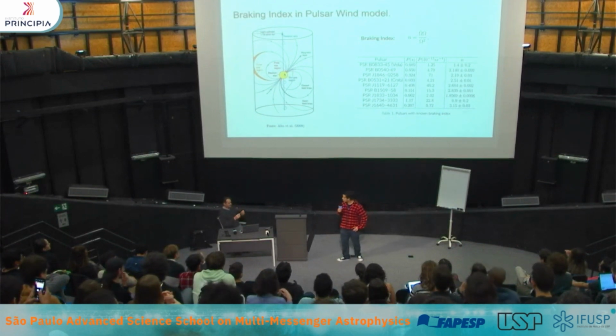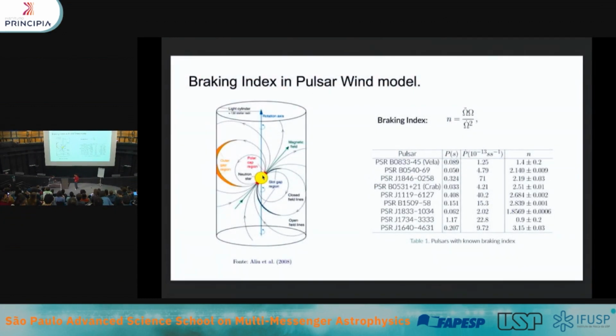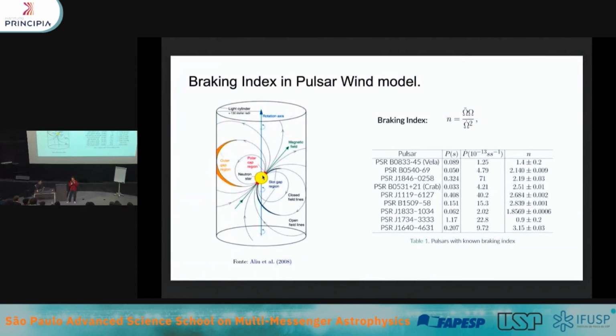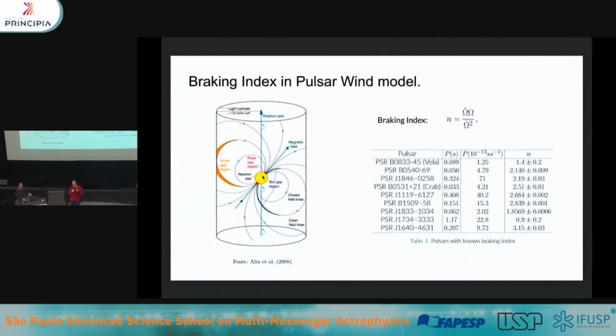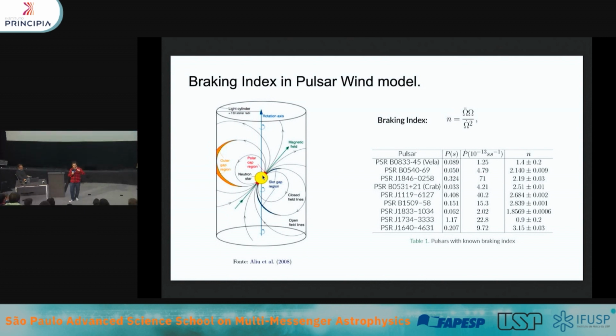But anyway, he proposed to me that we work with breaking index in pulsars. He proposed that we use breaking index as a way to know emission models, to discard emission models. Anyway, what is the breaking index? You see, pulsars spin very fast, and they slow down over time, very slowly. And a way to quantify this slowdown is by the breaking index. That's the N over there.